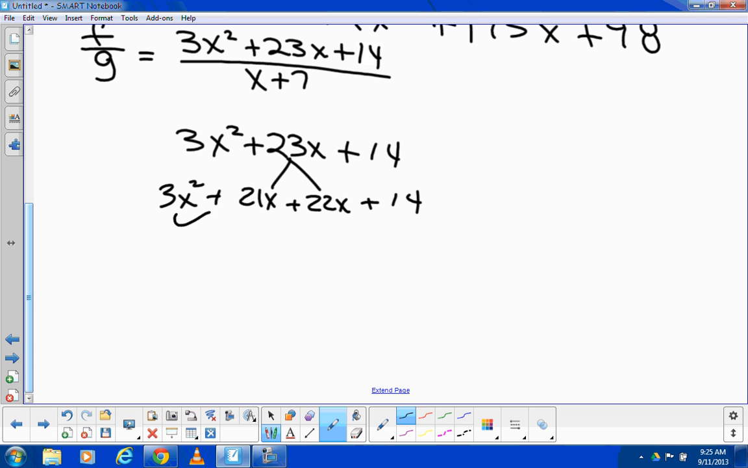Okay, now let's group them. So I can factor out of that first group 3x. That'll leave me with x plus 7. Now, I'll look back up at the problem. It's going to end up simplifying, isn't it? Okay, it's a good thing I factored it here.